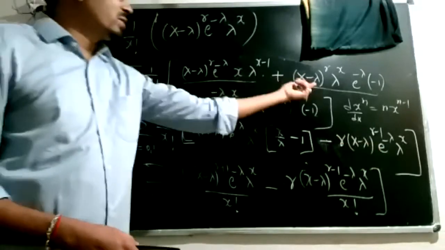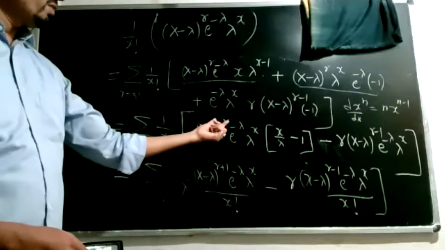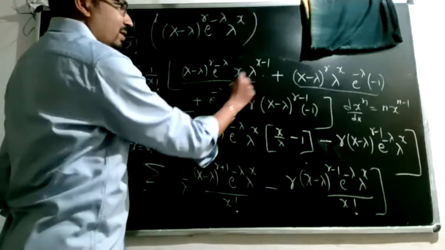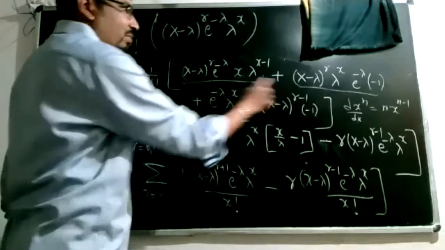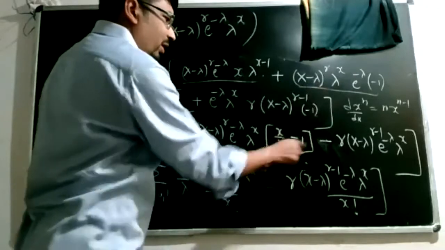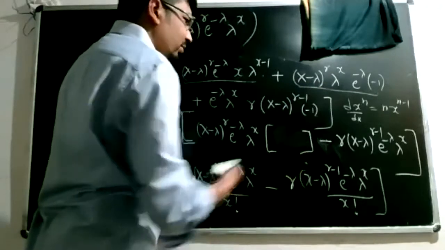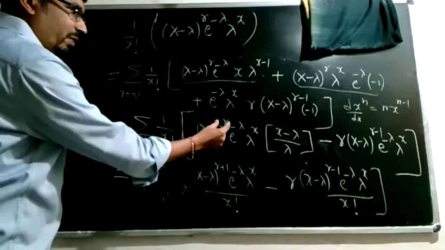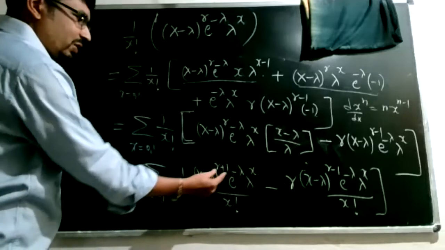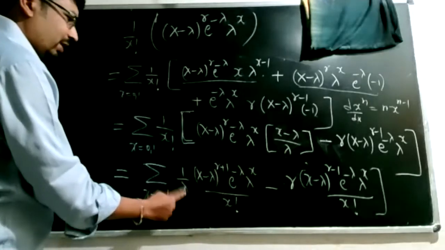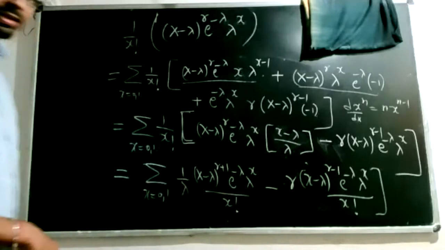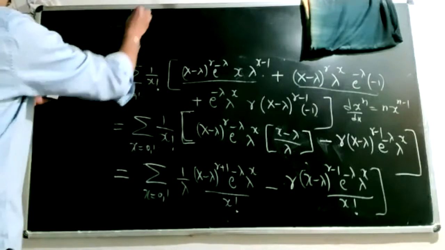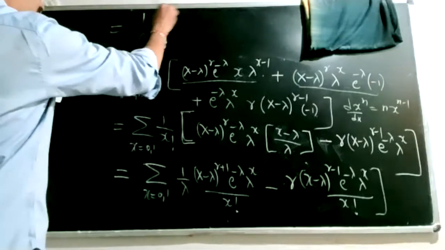In all the terms, I'm taking (x minus lambda) power r, e power minus lambda, lambda power x as common. So if I take lambda power x, I'll be left with x by lambda in the first term and minus 1 in the second term, which could be simplified into (x minus lambda) by lambda. So you have a power r into a, which becomes a power r plus 1. This lambda is taken outside, x factorial is sent inside. Okay. Now expanding the sum, the constants will be taken outside.